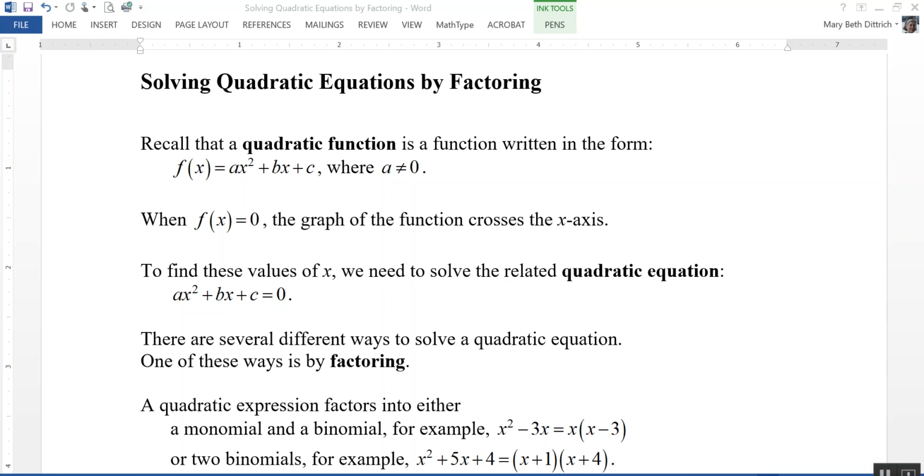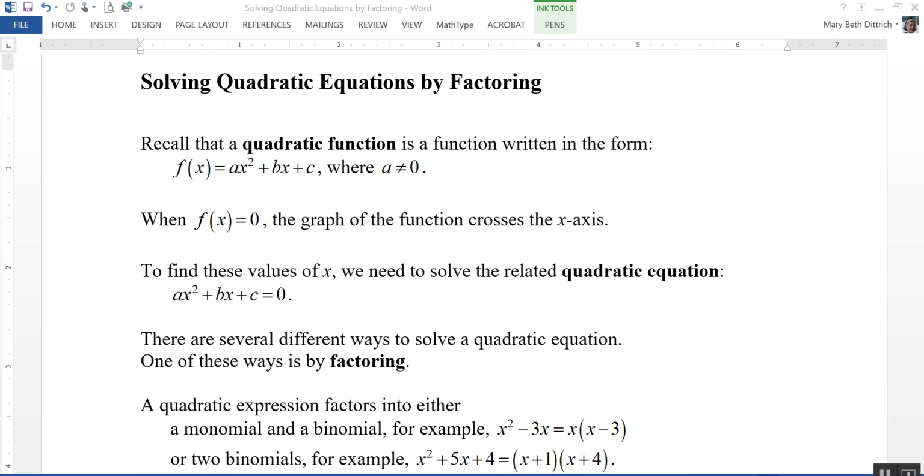This video is on solving quadratic equations by factoring. Recall that a quadratic function is a function written in the form f(x) = ax² + bx + c, where a is not equal to 0. When f(x) is equal to 0, the graph of the function crosses the x-axis. To find these values of x, we need to solve the related quadratic equation, which is ax² + bx + c = 0. Notice that this is when f(x) equals 0.